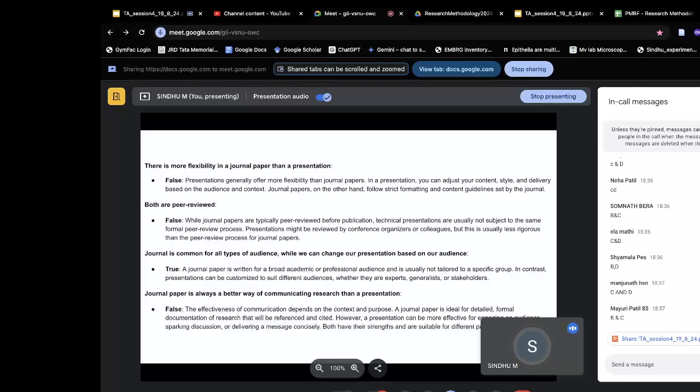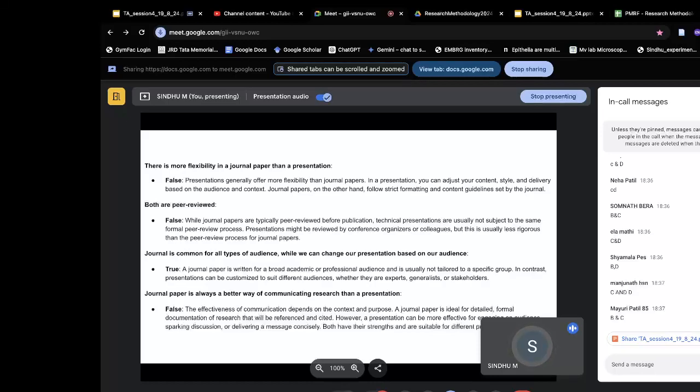And option C, journal is common for all types of audience, while we can change our presentation based on our audience. Option C is correct. The journal paper will be the same, like there will be just one version which is for all of the people to see.